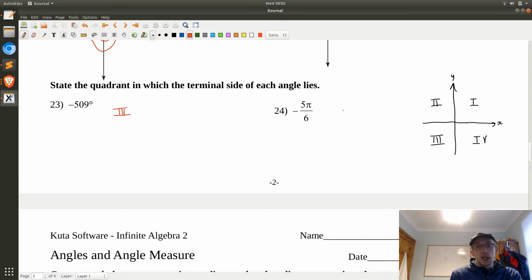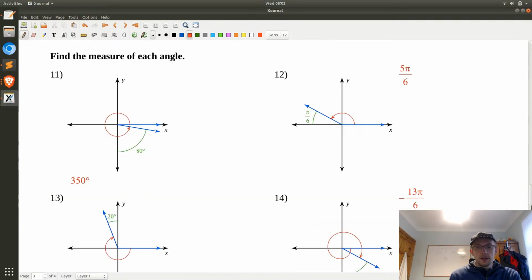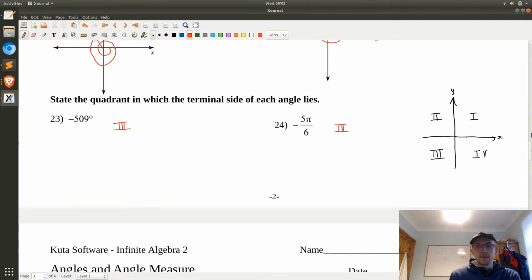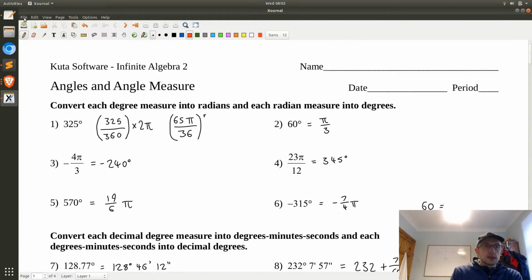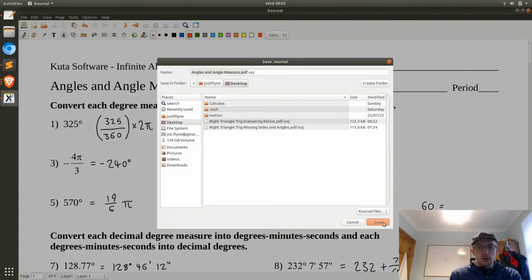Negative 5 pi over 6. All right. That means we go around clockwise. 2 pi radians is a full turn. So negative 5 pi over 6 is nearly, well, okay. So that'll be here in the third quadrant as well, I believe. But I don't quite fully understand this question. Okay, I got it. It's fine. All right, so that was all handled great.